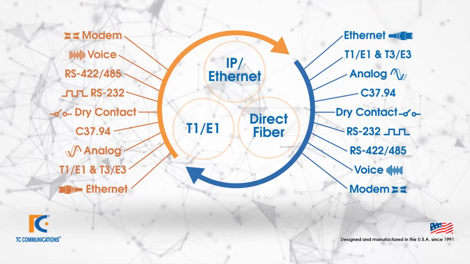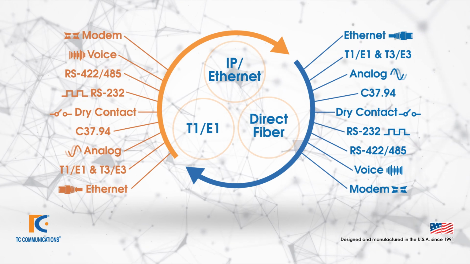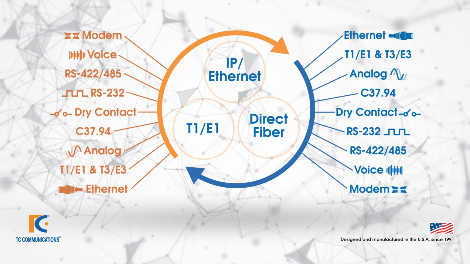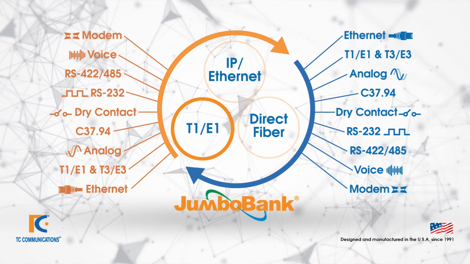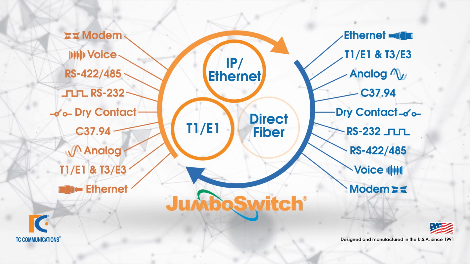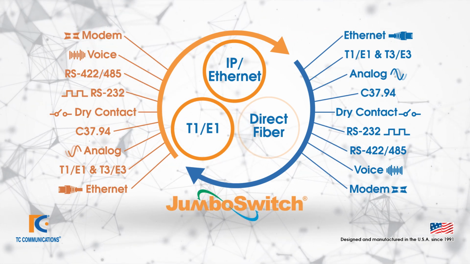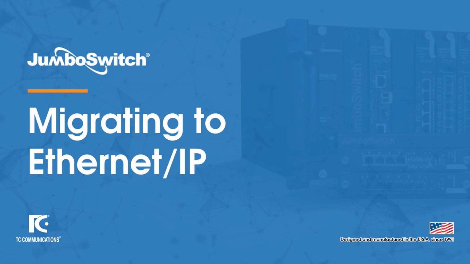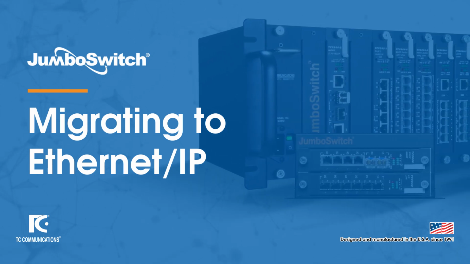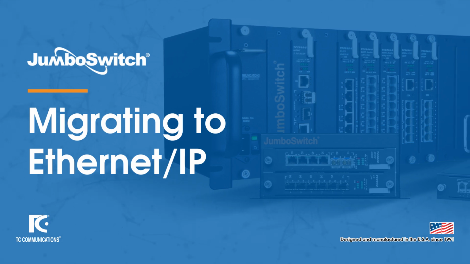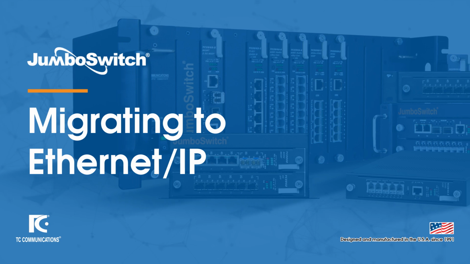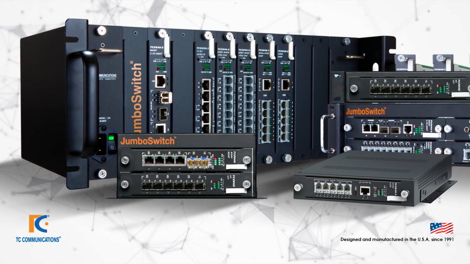TC Communications has a variety of interface options which are carried over modern transport networks. We're going to be focusing on T1 using our JumboBank and mini channel bank, and Ethernet IP using our JumboSwitch. Let's talk about migrating to an Ethernet network. Many of our clients have an Ethernet network where they would like to move their existing channel bank interfaces onto. For this, we would use our JumboSwitch product family.